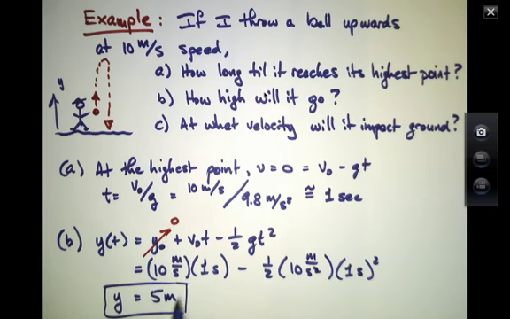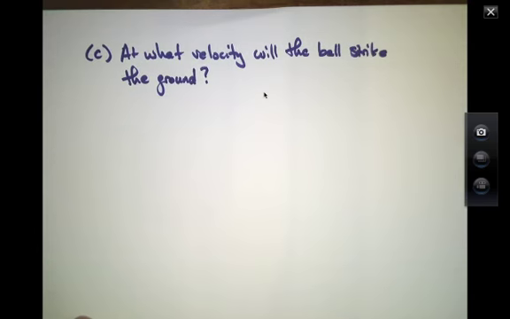Notice that the units check. This is meters per second times a second. This is meters per second squared times a second squared. So the ball, if I throw it with 10 meters per second velocity straight up, will go about 5 meters up into the air. The third part of our question was to ask, when is it that the ball hits the ground, and then how fast will it be going at that time?